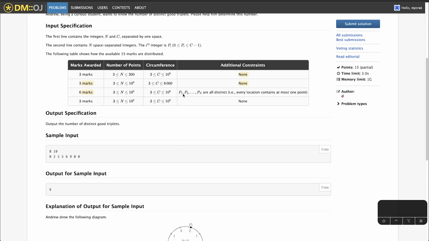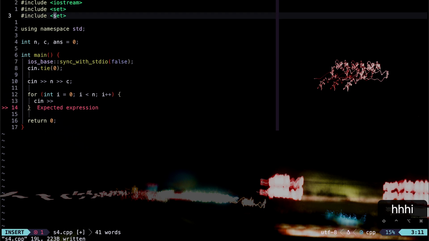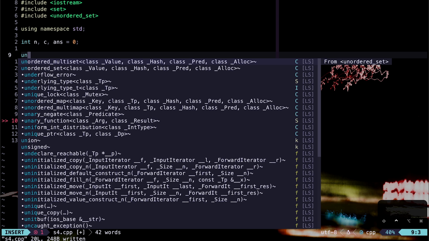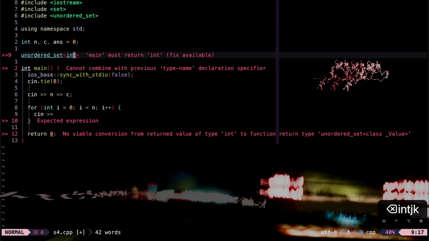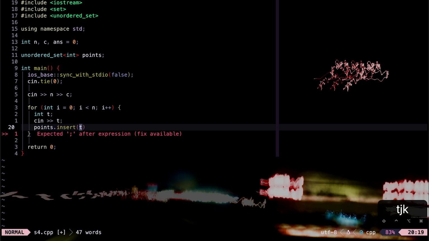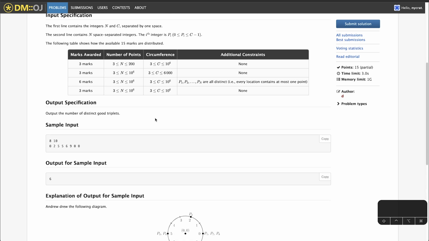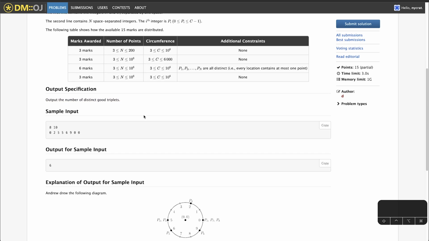How large can... Let's have an unordered set of ints, which we'll call points. So let's have a t and points dot insert t. Right, so we have all the points there, and the circumference.